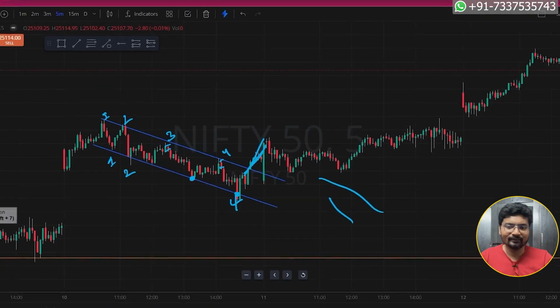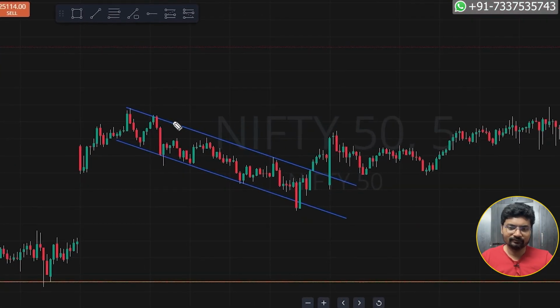And where should you keep the SL? You know how to identify these points and how to identify these targets. Now you know how to take the entry and how to book the profit also, and which side to trade, that as well. Now, what is the SL point? SL point is closing above this trend line or price trading above this trend line.